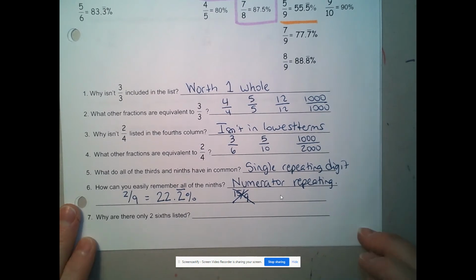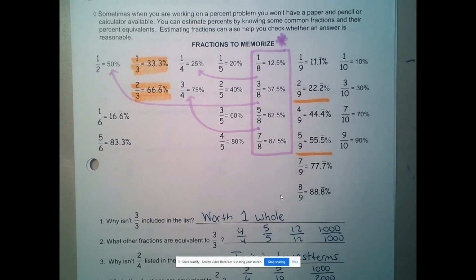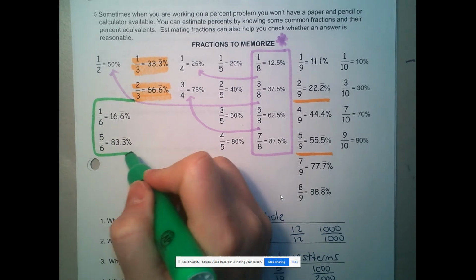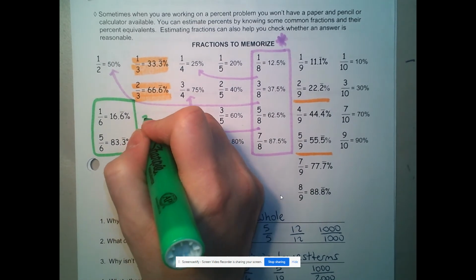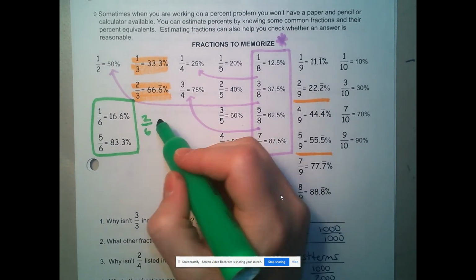Why are only 2 of the sixths listed? We didn't talk about the sixths up at the top, and we're going to spend the time doing that now. You'll notice 1/6 is on the list and 5/6 is on the list, but where's the rest? Well, 2/6 is already somewhere else in our list. It's 1/3.